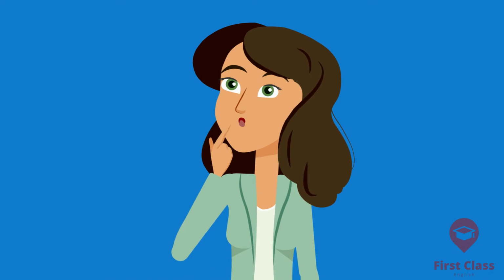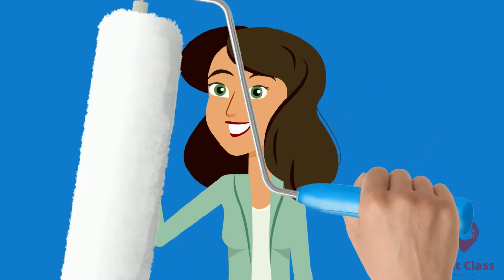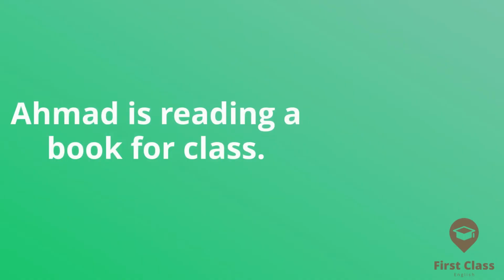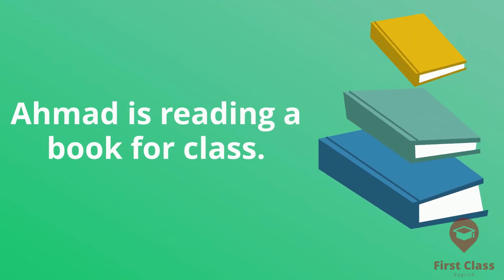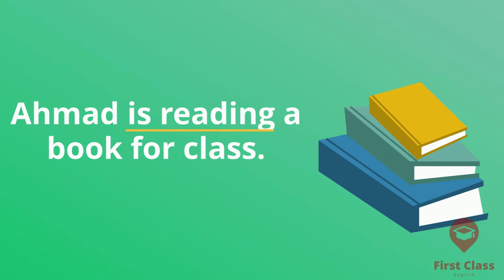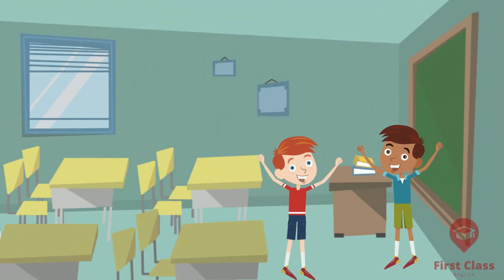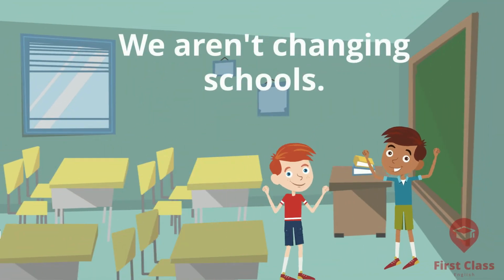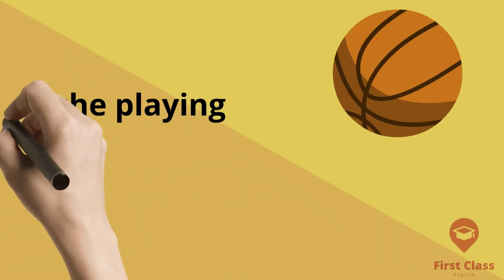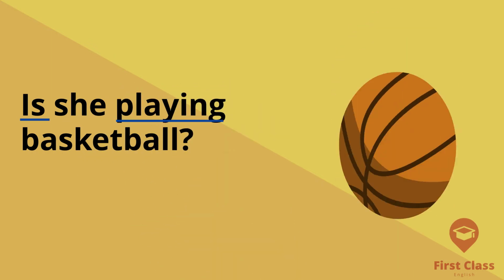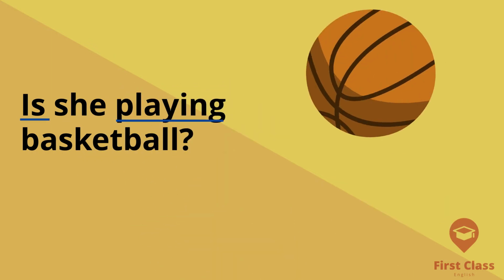So let's look at these example sentences. Can you find the verbs that make the present continuous? Ahmed is reading a book for class. Can you find the verbs that make the present continuous? Or here, we aren't changing schools. Is she playing basketball? Is and playing are in the present continuous.